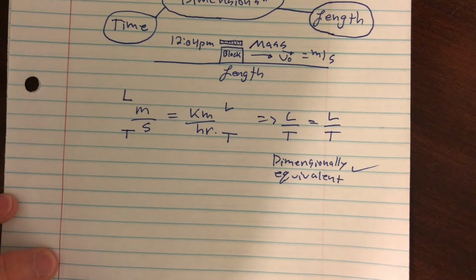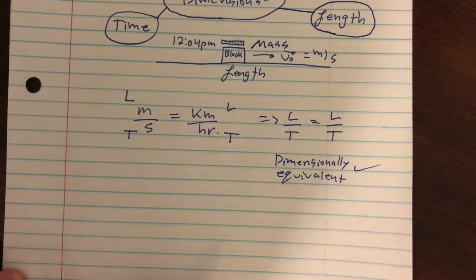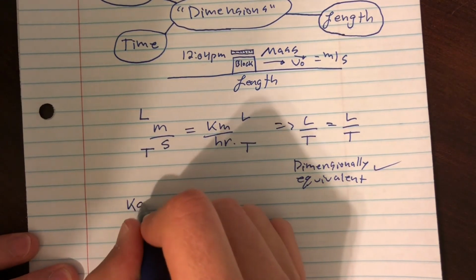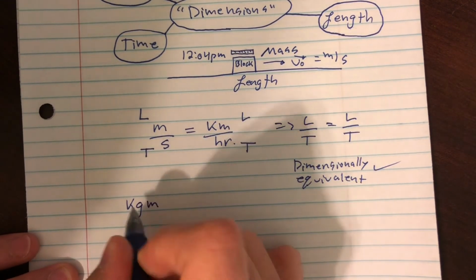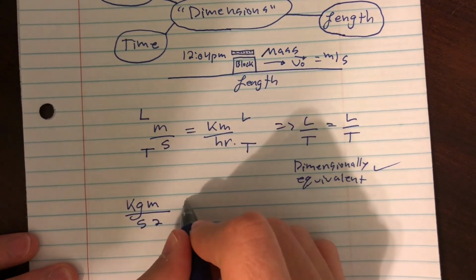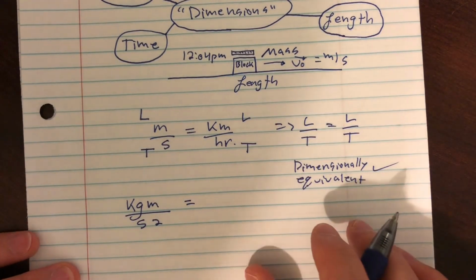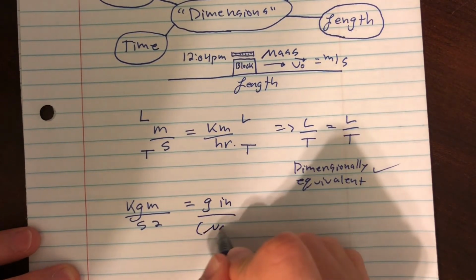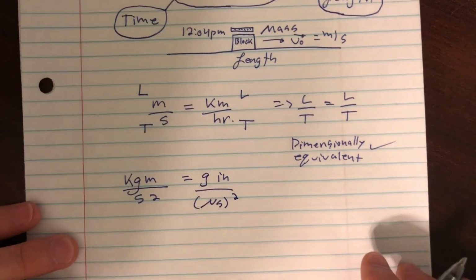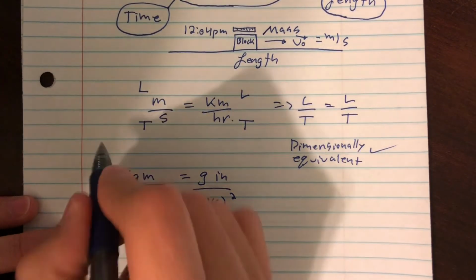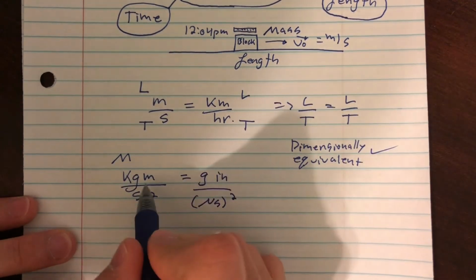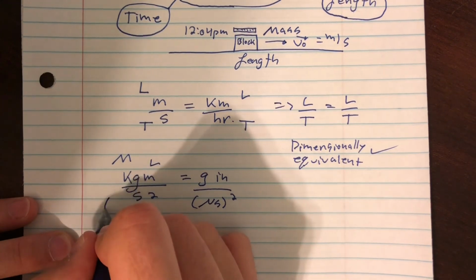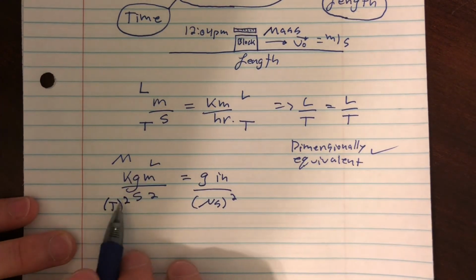All right. Well, let's do a little bit of a harder example. What if I said we have kilograms, meters per second squared, and we want to know if that's dimensionally equivalent to something like, let's say, grams, inches per microsecond squared. Okay, so the same process here. Kilograms, that's going to be a unit of mass, meters, that's just a unit of length, and then seconds, that's a unit of time, but it's squared, so it's a unit of time squared.